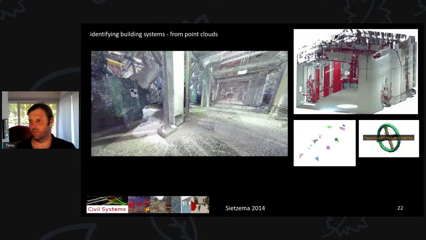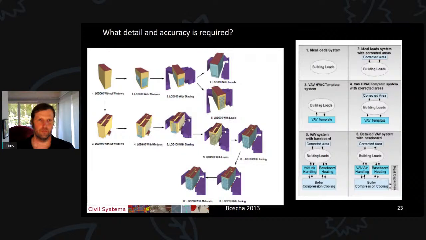So a couple more words about what detail and accuracy is required in these models. This is a study we did, quite old actually, but here we really had the chance. This is a building in Enschede in the Netherlands, and we had very accurate performance information for this building because they measured a lot.